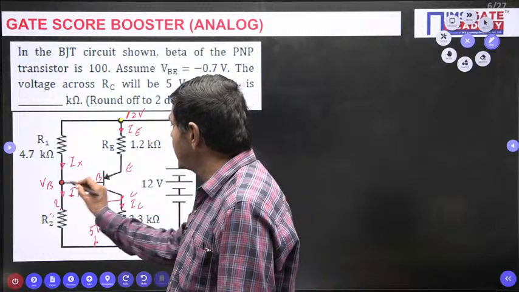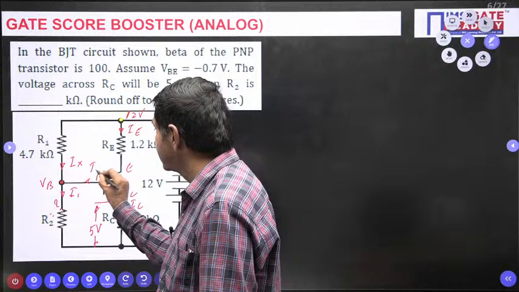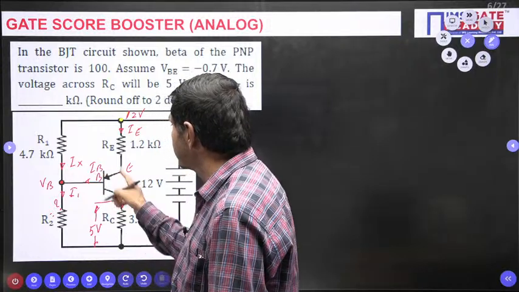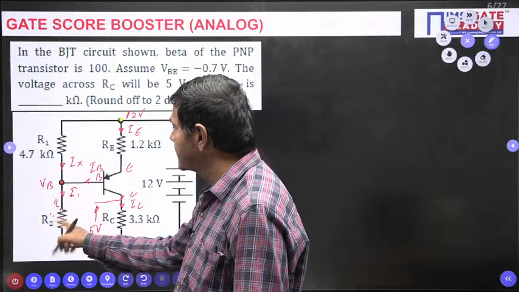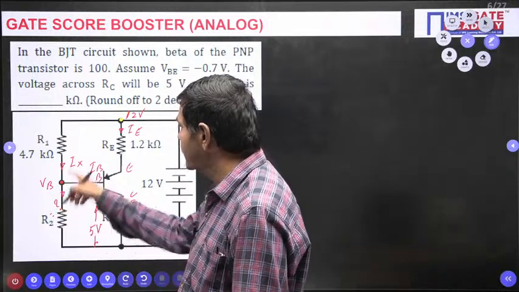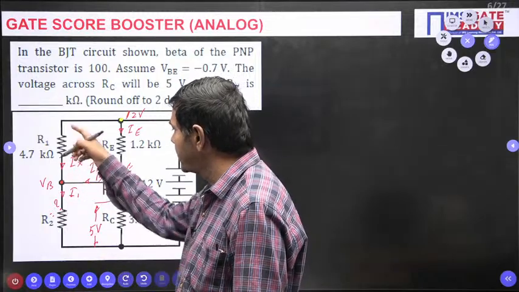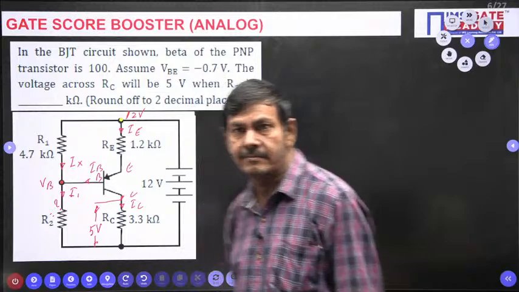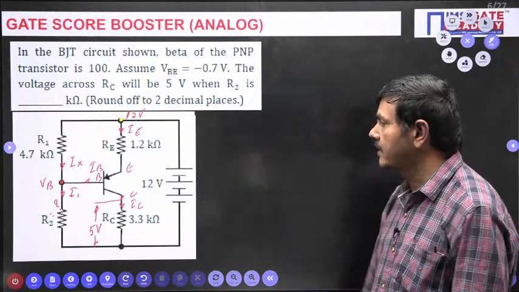This is the emitter current. This is divided this side. This is the base current, you know very well. This current is nothing but the IC. Now, if I know VB and I1, I can measure R2, VB by I1. So, what is I1? IB plus IX equal to I1 only. How can we measure all these, VB and I1? That's very important.